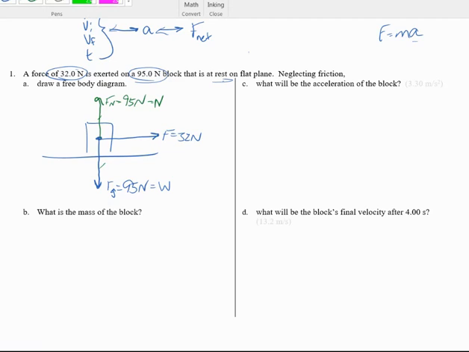Now, if we did have friction, then remember that friction would act against our motion, and friction would be going this way, and we would label that as Ff. Or sometimes you'll just see that as a cursive f. That would be if you're doing the single unit.